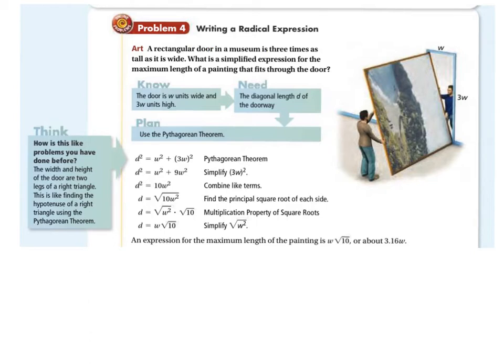My only question on this one is, okay, so this is one at the beginning of the chapter. A rectangular door in a museum is 3 times as tall as it is wide. What is the simplified expression for the maximum length of a pin that fits through the door? This one doesn't look like these guys could turn this on its other side and go through much more easily. I think so. But hey, we're going to go ahead and make it mathematically ridiculous. So the door is W units wide and it's 3W high. So W and 3W, right?